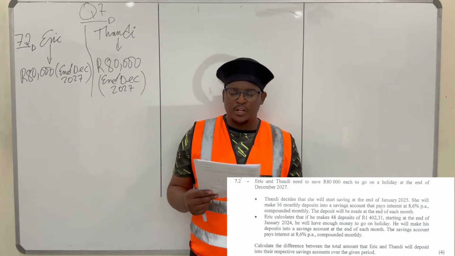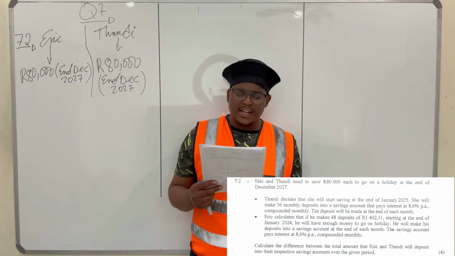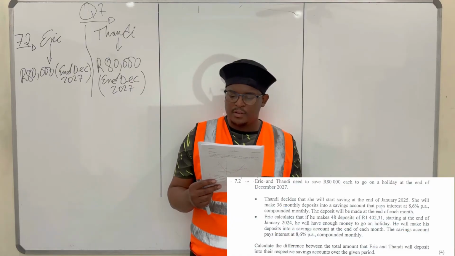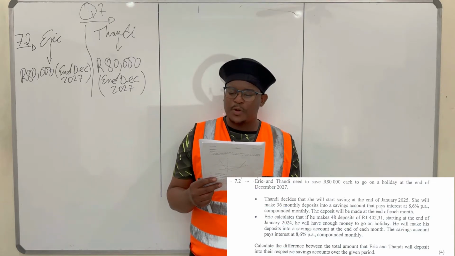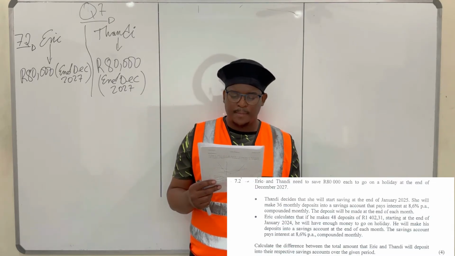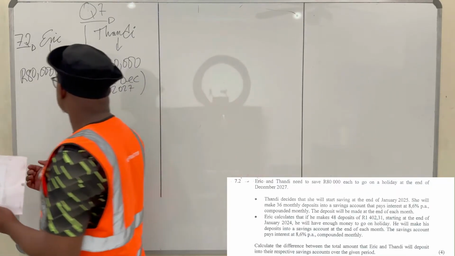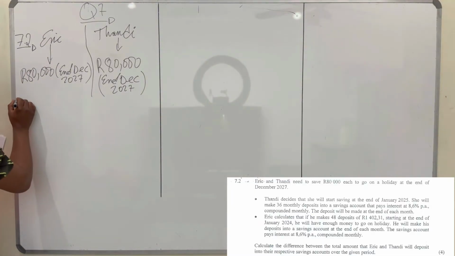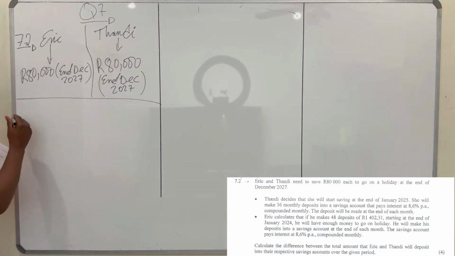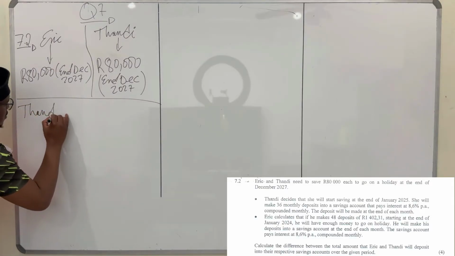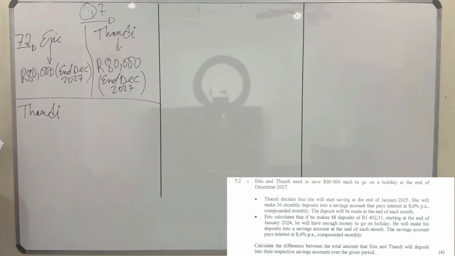Fine. So they are saying now, Tandy decides that she will start saving at the end of January 2025. She will make 36 monthly deposits into a savings account that pays 8.6% per annum compounded monthly. The deposit will be made at the end of each month. So what are they saying? Now they're talking about Tandy. So here's Tandy. They're saying Tandy will start saving at the end of January.